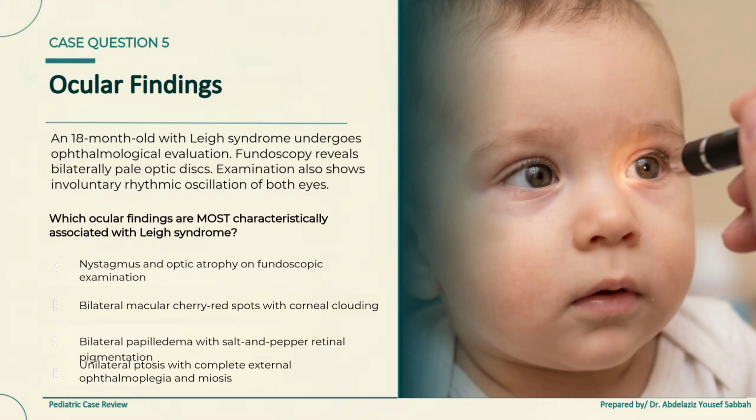Option A, nystagmus and optic atrophy on fundoscopic examination. Option B, bilateral macular cherry red spots with corneal clouding. Option C, bilateral papilledema with salt and pepper retinal pigmentation. Option D, unilateral ptosis with complete external ophthalmoplegia and miosis. Think about which findings fit a mitochondrial neurodegenerative process.